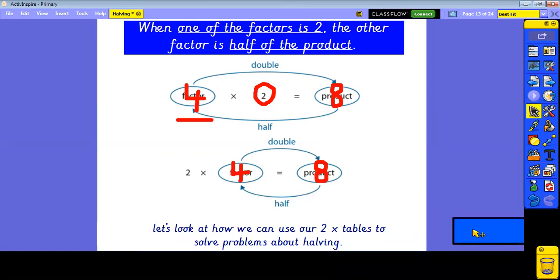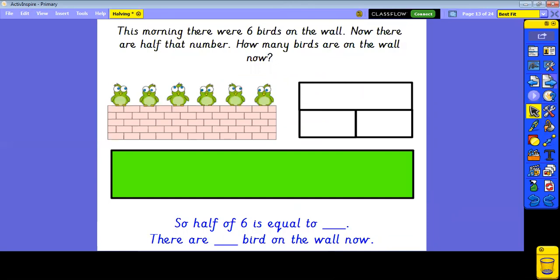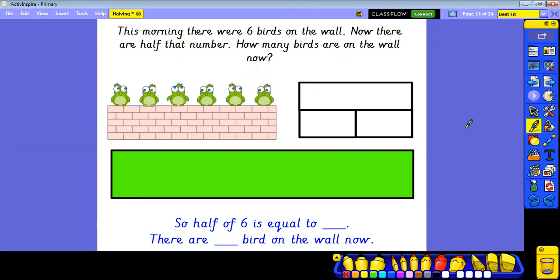So let's have a look at how we can use our 2 times tables to solve some problems about halving. So this morning there were 6 birds on the wall. Now there are half that number. How many birds are on the wall now? So what is the whole number of birds that I'm starting with? That's right, there are 6 birds on the wall. So I'm going to start with 6 as my whole. Now what we're doing is we are sharing those into 2 equal groups.